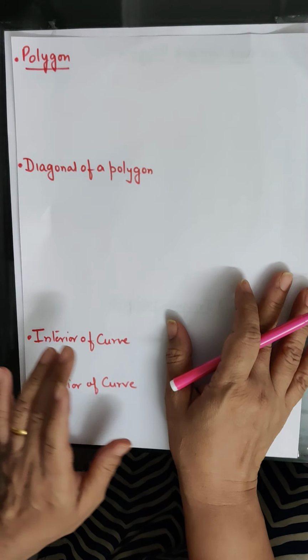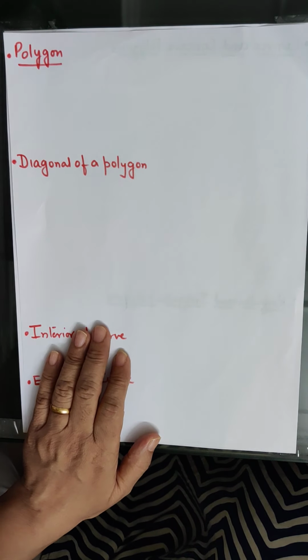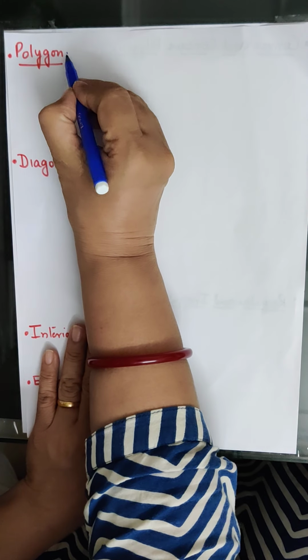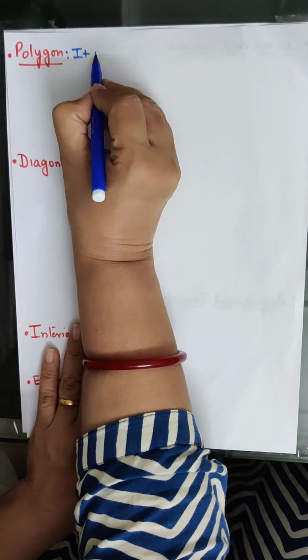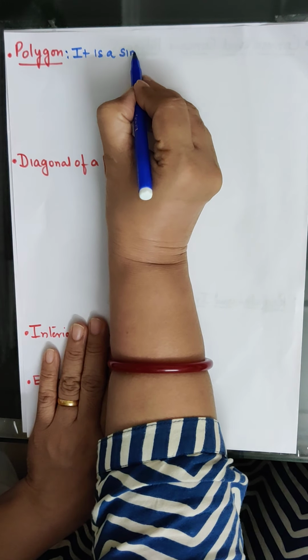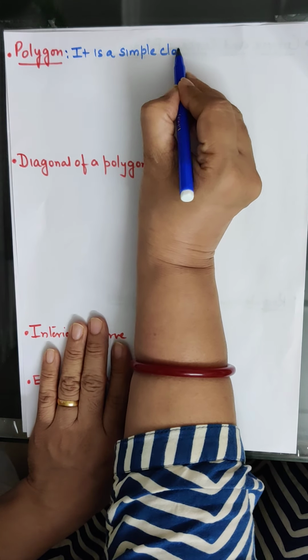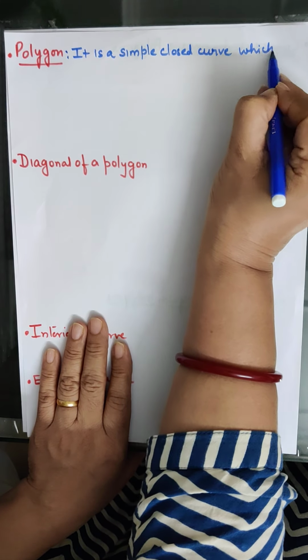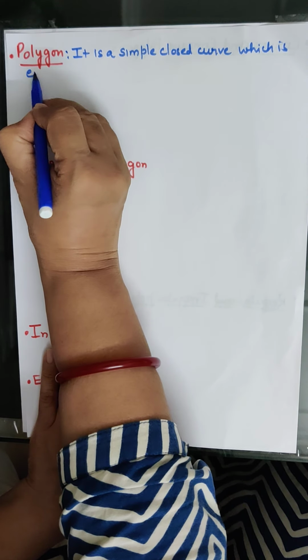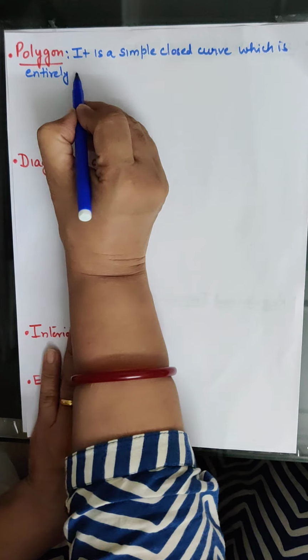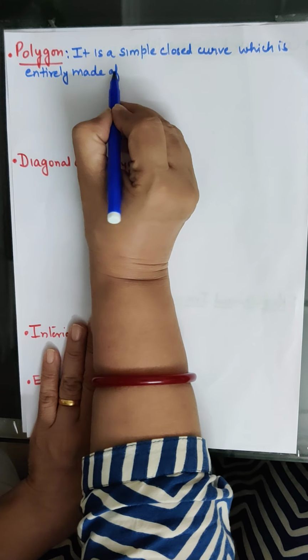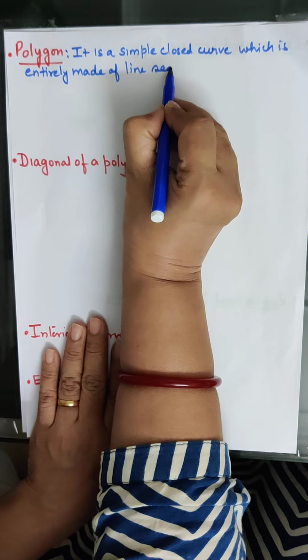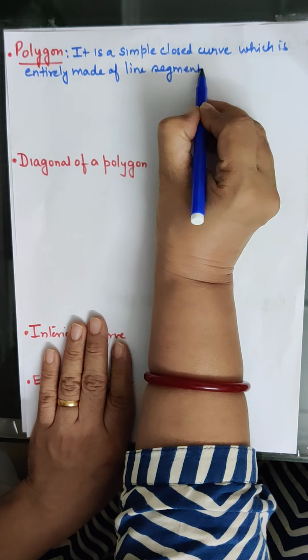Now next definition is a polygon. What is a polygon? It is a simple closed curve which is entirely made up of line segments. ठीक है.